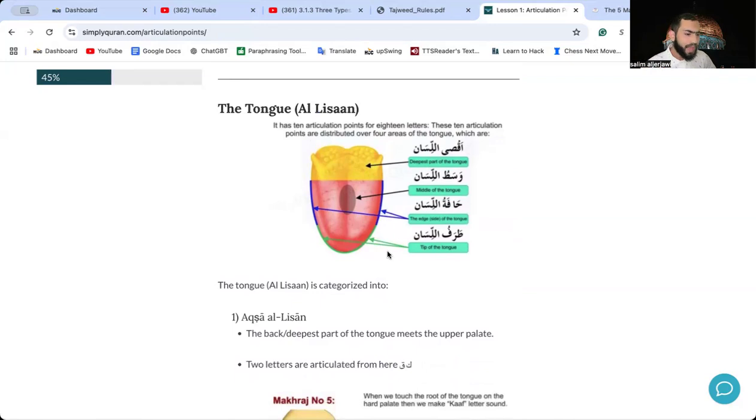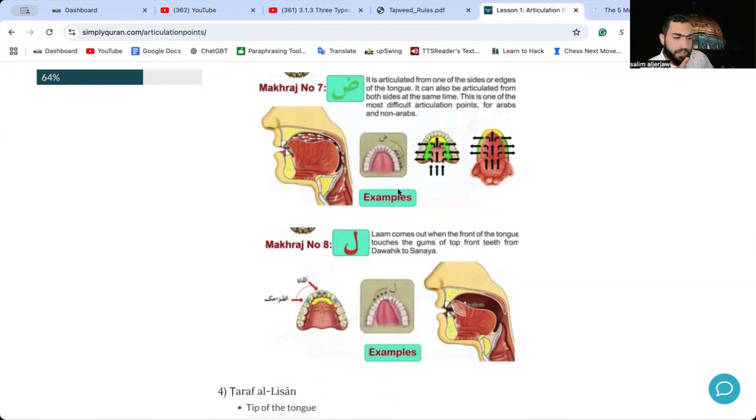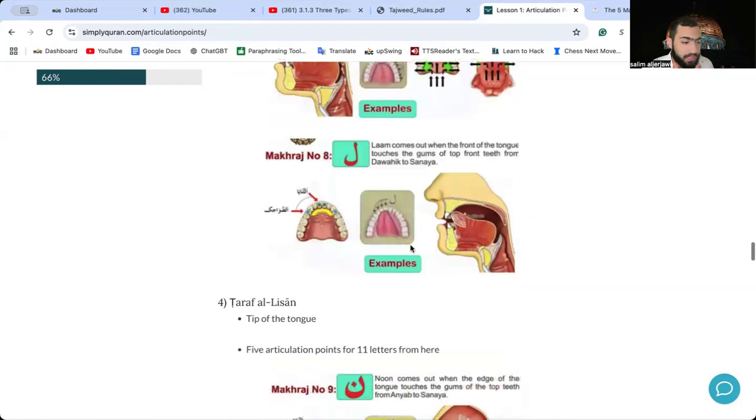So, as we mentioned, the edges of the tongue will touch the teeth, literally above it. Now, let's move on to the tip of the tongue. That's the only letter on the edges of the tongue, by the way. Now, the tip of the tongue, there are many letters.